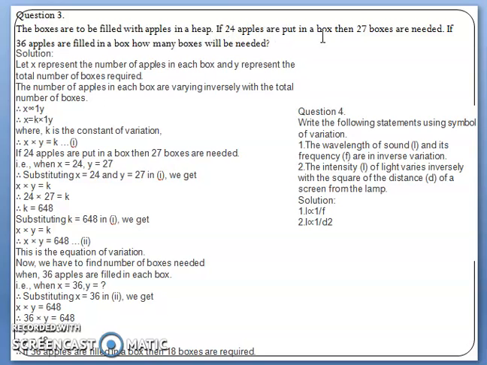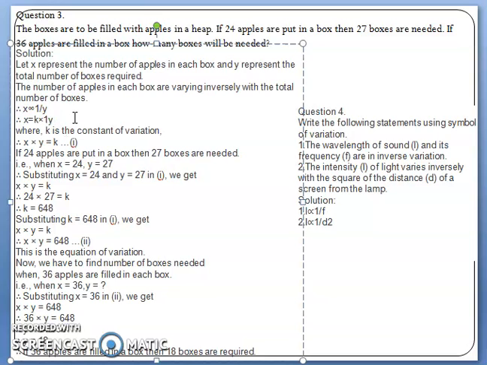If 24 apples are put in a box, then 27 boxes are needed. If 36 apples are filled in the box, how many boxes will be needed? So let X represent the number of apples in each box and Y represent the total number of boxes required. The number of apples in each box varies inversely with the total number of boxes. That means we can say that X varies as 1 upon Y.